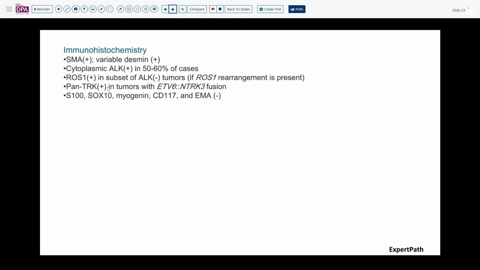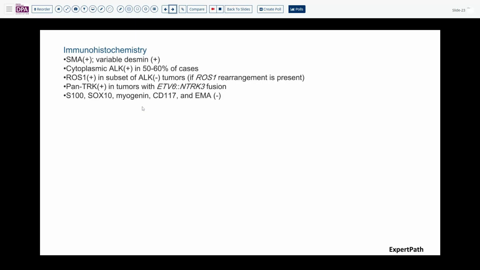And then for the TRK rearrangement, right now in the new classification, they may not fall into the IMT category, because we have a new entity called the NTRK rearranged spindle cell neoplasm. So in that entity, they most likely fall into that category and not into the IMT. So I don't think TRK is helpful here.